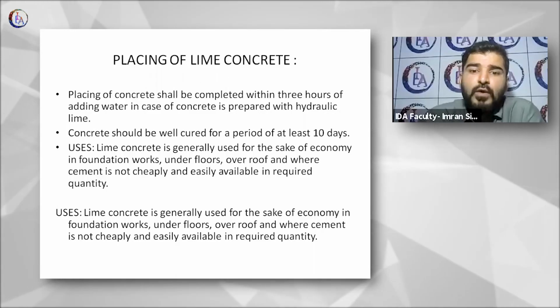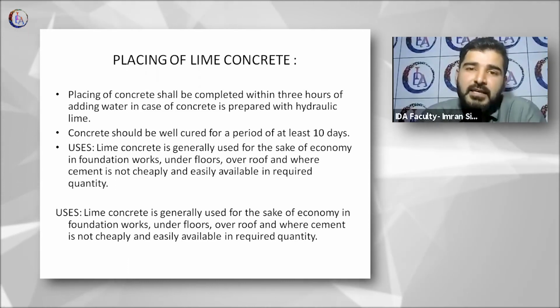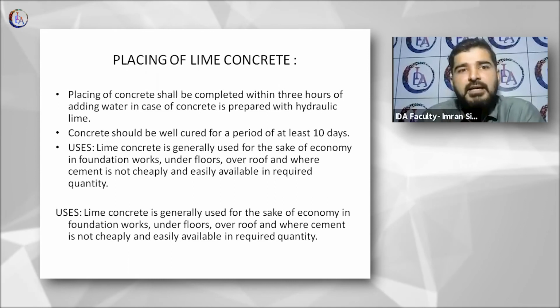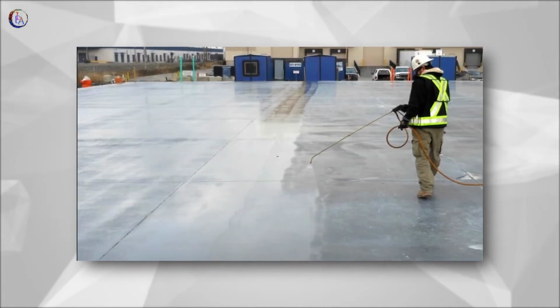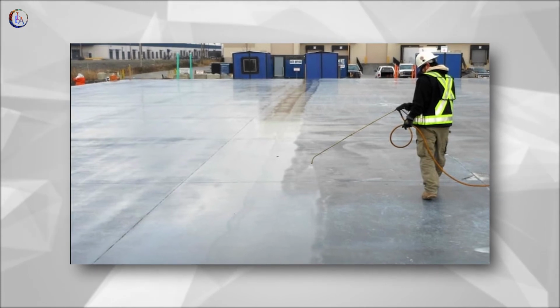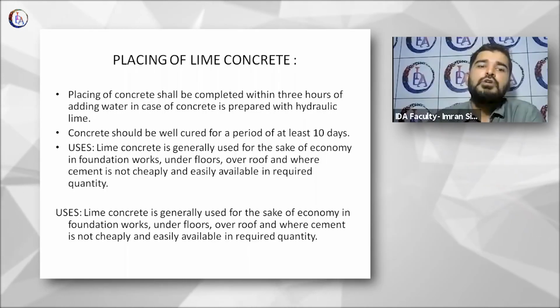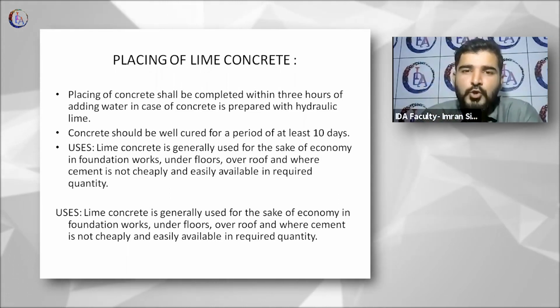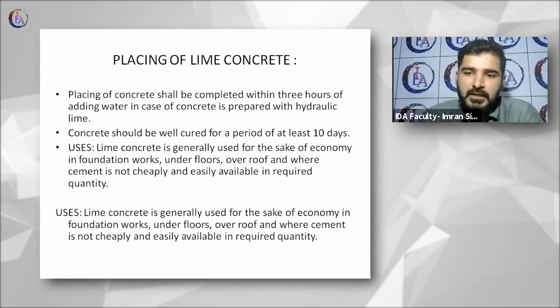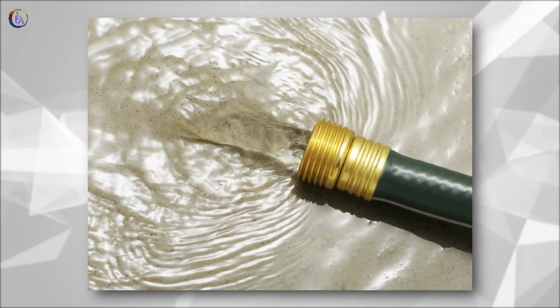Concrete should be well cured for a period of at least 10 days, right? So anything which is made of cement, as per the norms, you have to cure for at least 7 days. For a 10 to 15 mm layer you have to cure at least for 7 days, right? So depending on the thickness of the casting that you are doing, you need to cure cement, okay? Cement will need water to cure itself to gain strength, final strength.